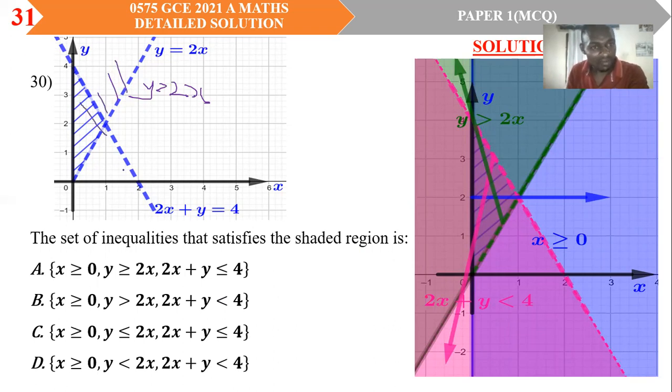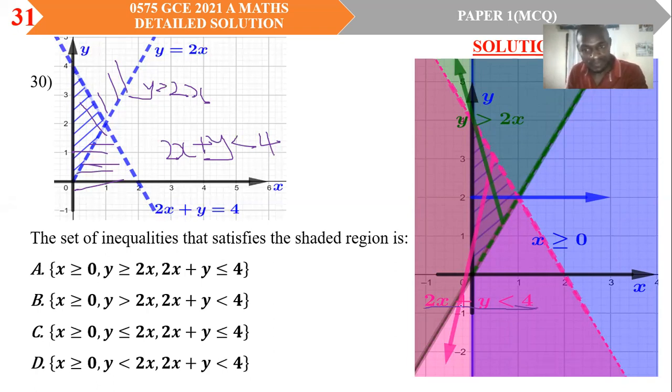Now, looking at this broken line, 2x plus y is equal to 4. The side of this line that can be shaded to intersect that shaded region is this below part, which is the inequality 2x plus y is less than 4. This is it, as you can see. 2x plus y is less than 4 is the region below.